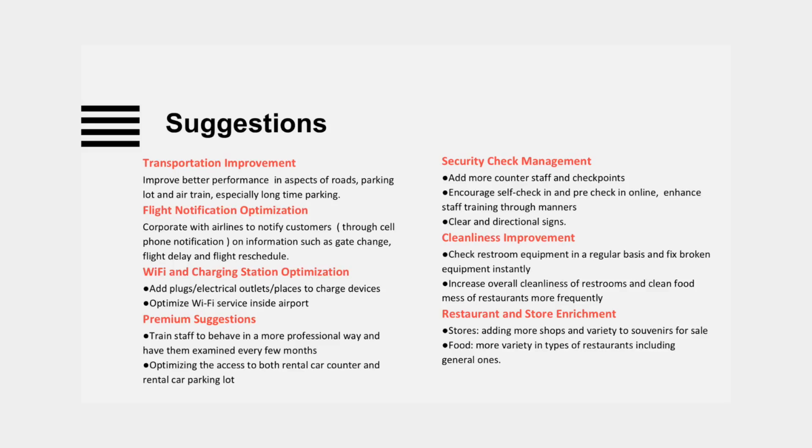The third is Wi-Fi and charging station optimization. We need to help customers access Wi-Fi as easily as possible. The fourth is security check management. The fifth is cleanliness improvement, and last but not least is restaurant and store enrichment. We want SFO to improve all those aspects, so they can get a better score in next year's surveys.